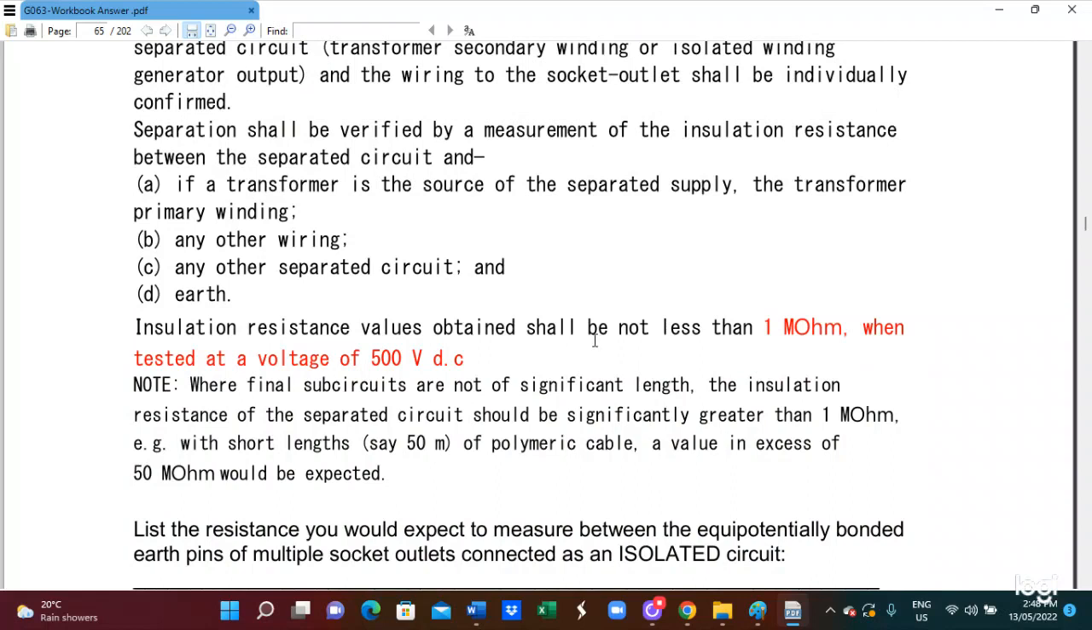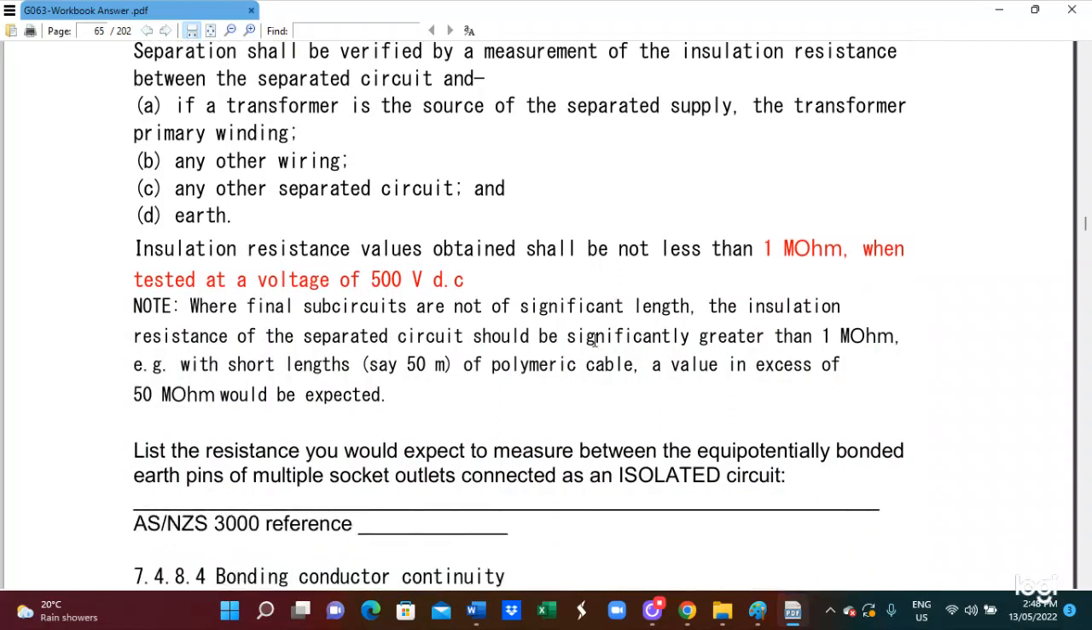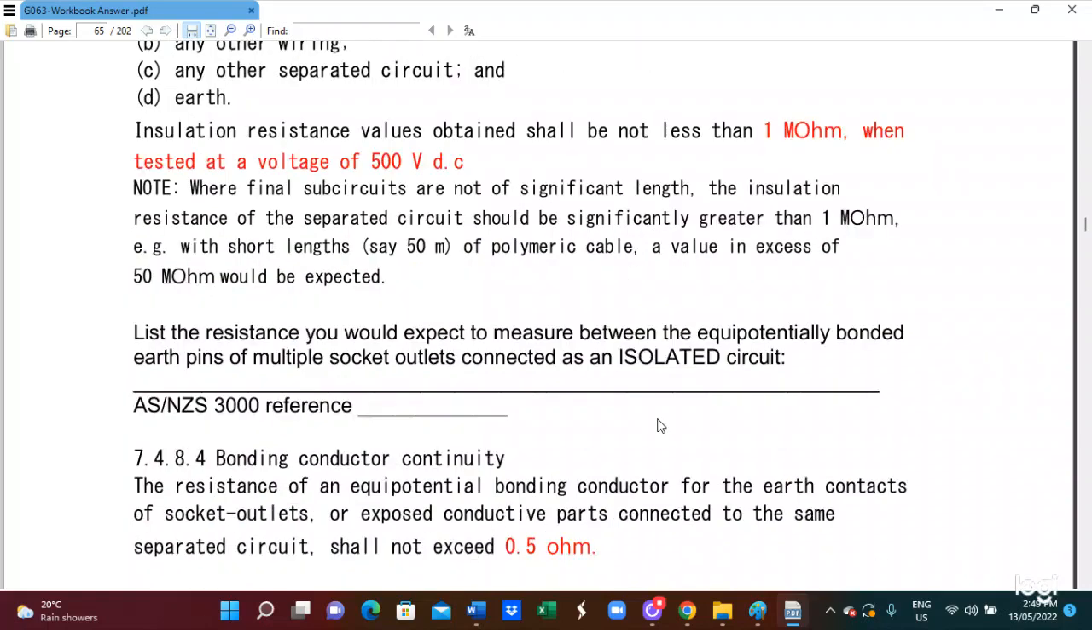It needs to be measured. The insulation resistance value shall not be less than 1 megohm when tested with a voltage of 500 volts DC. So this is the wiring, and they pass the insulation resistance at least 1 megohm.